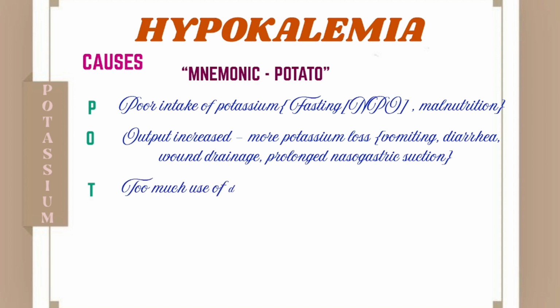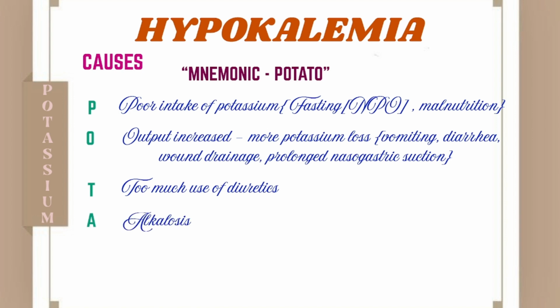T stands for too much use of diuretics. If there is increased use of loop diuretics or thiazide diuretics, then these diuretics increase urine output, and along with sodium and water, potassium is also lost from the body, and the result is decreased potassium in the body.